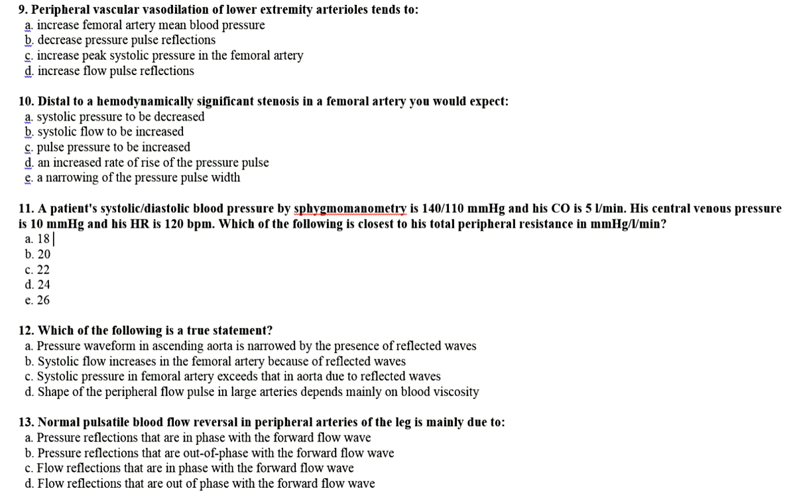Okay, so number 9, peripheral vascular vasodilation of lower extremity arterioles tends to do what? Okay, so if we vasodilate, what happens is the pressure reflections and the flow reflections both decrease. So let's look at these answers.